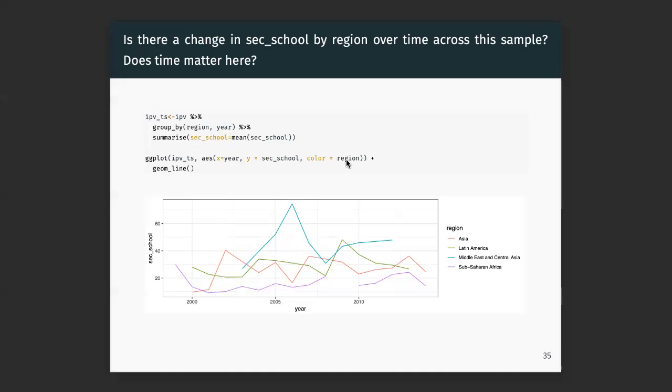We'll look at a lot more time series plots, and we can talk about this problem of moving averages as we keep going. But we see not a really clear trend here across regions in terms of increasing secondary schooling like we might expect, right?